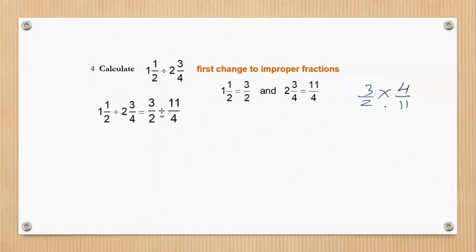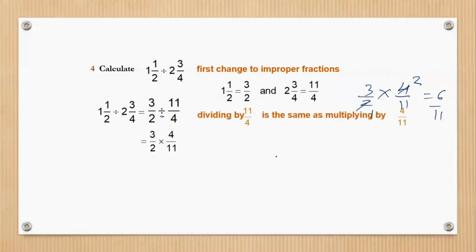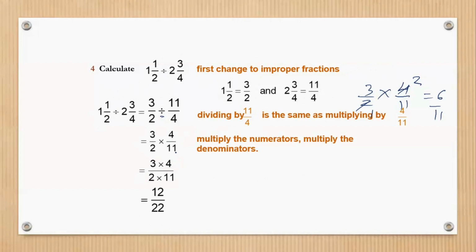Now this can even be simplified. 2 1s are 2 and 2 2s are 4. So we have 3 2s are 6 upon 11. Or without simplifying first, we just do it. Multiply the numerators. 3 times 4 is 12 and 2 times 11 is 22, and then simplify this, we get 6 upon 11.